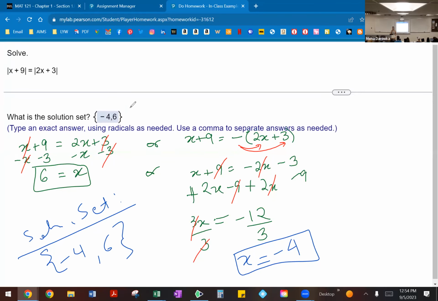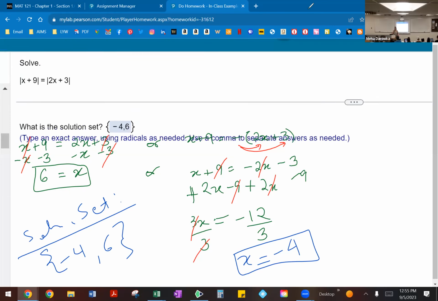Questions on this guy over here? Why would that absolute value, x plus 9 on the left, never come out as a negative x minus 9? I mean, technically, I guess we could have, but then in that case, what you would have done is not change the sign on the right-hand side. So you could have done, which again, that first breakup would still be the same. So you could do this as x plus 9 equals 2x plus 3.